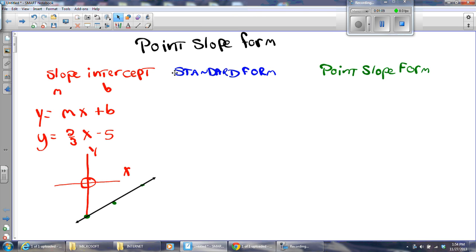Okay, now if I have standard form, remember standard form looks like this. We'll have ax plus by, and that'll equal c. And then we can find the intercepts, right?